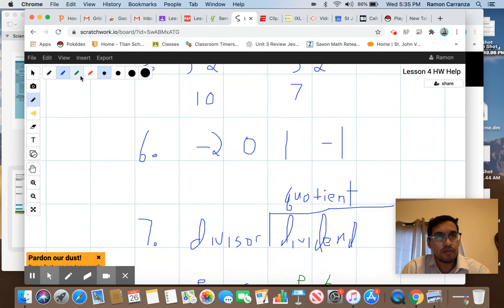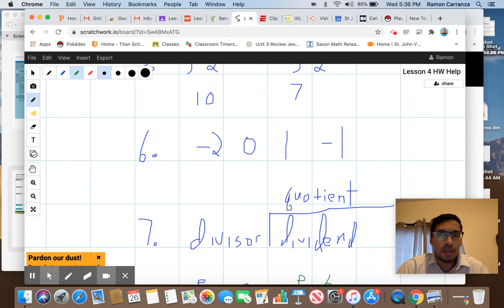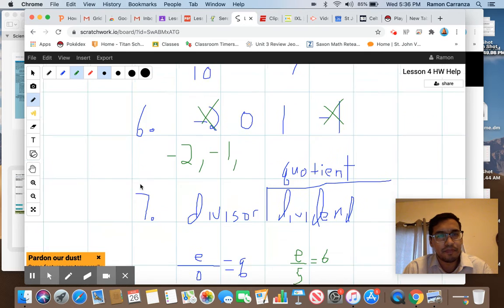For number 6, we want to rewrite these in order from least to greatest. So as a reminder, the further you get away from 0, the less value you have. So in this instance, on the number line, -2 is actually the furthest number from 0, and then -1 would be next. So from there, it's just a matter of figuring out which numbers are left that have the second greatest value and then the greatest value.